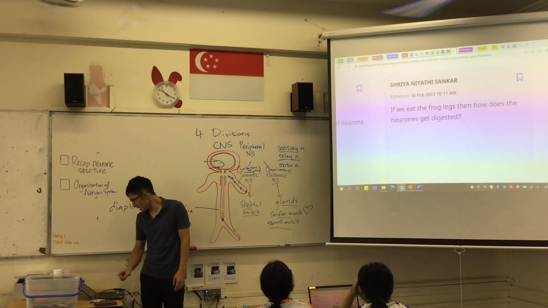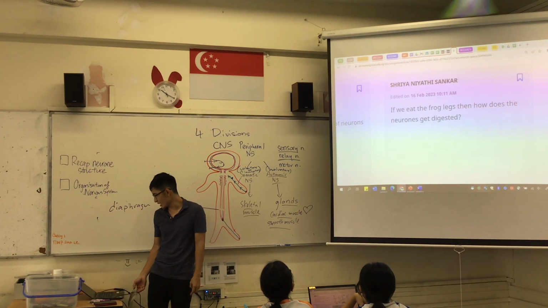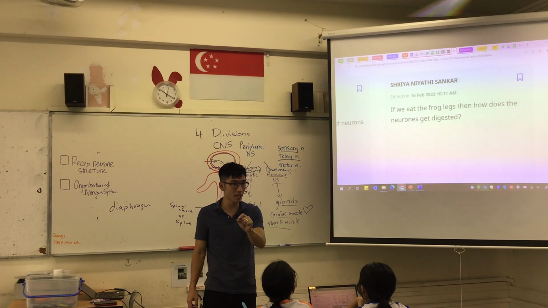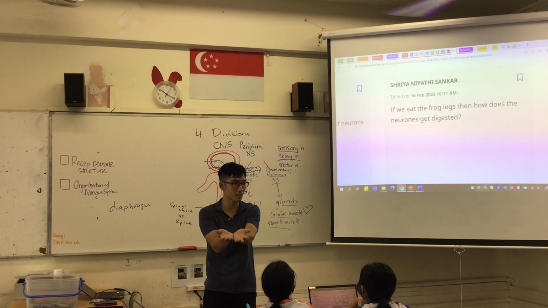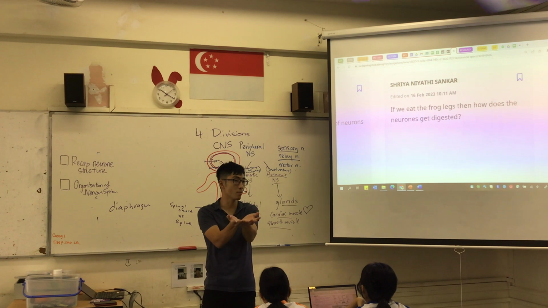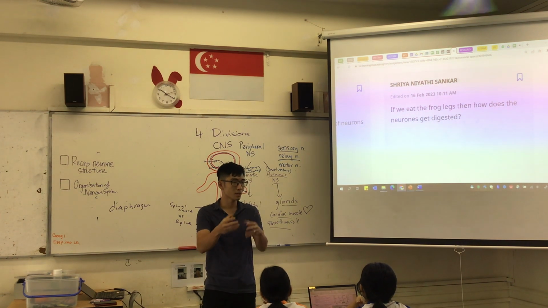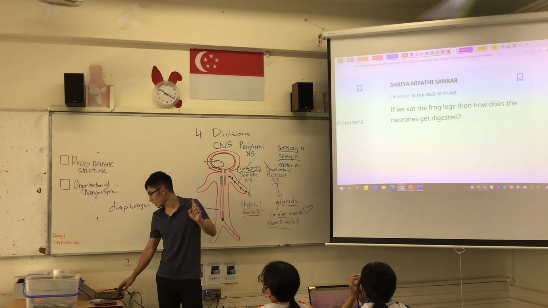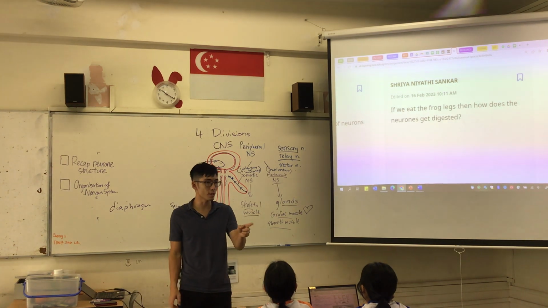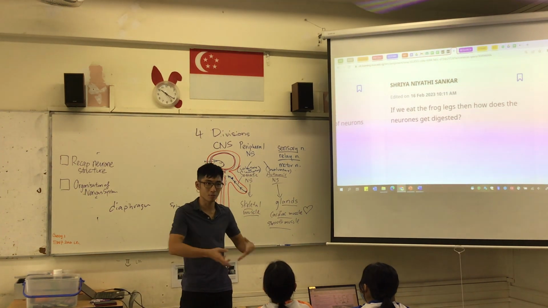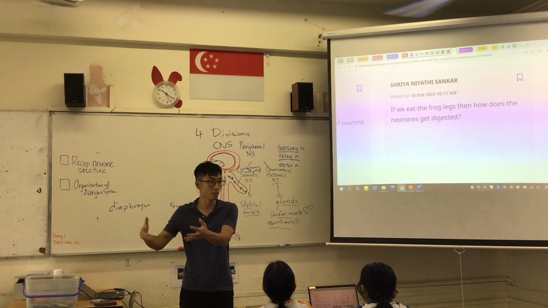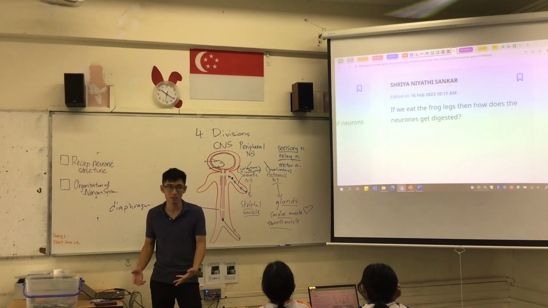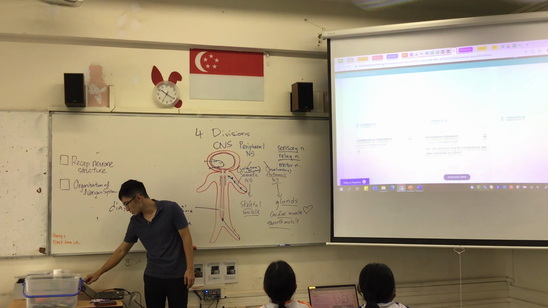Shreya asked, if we eat frog legs, how do neurons get digested? What are neurons? Neurons are cells. Cells are made up of biomolecules: the cell membrane is made of lipids, the nucleus also has a lipid membrane, and inside there are many proteins. The cell may also contain glycogen, which is a carbohydrate. So the question is actually, how do we digest cells? The same way we digest the chicken cells that we eat, or any other animal or plant matter: using enzymes, which break them down into their monomers.